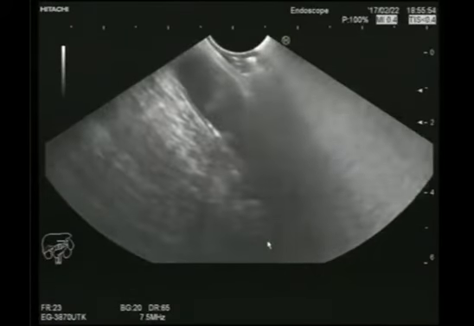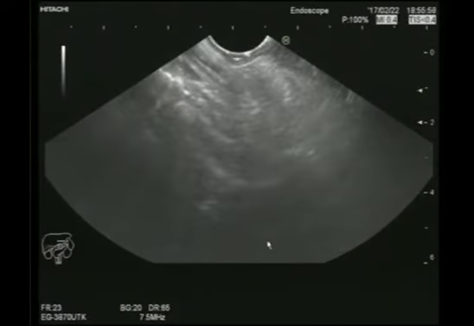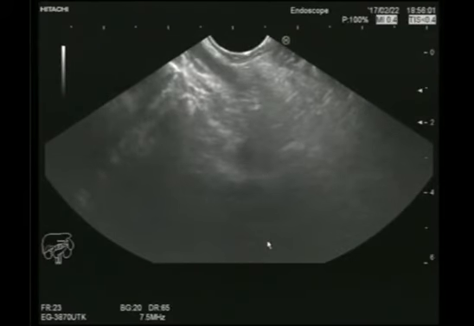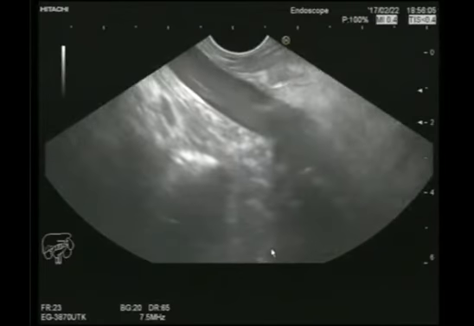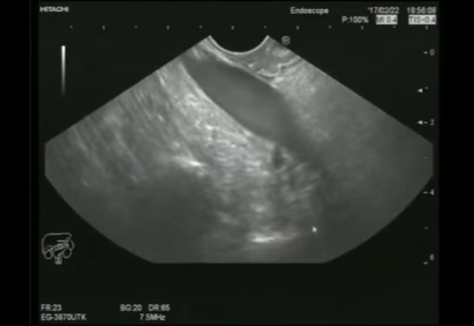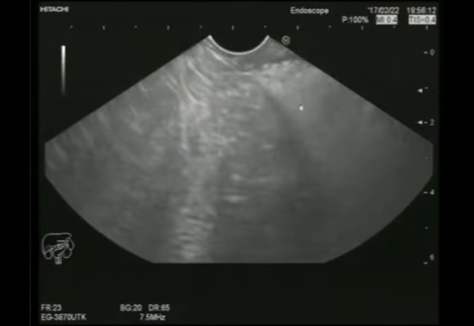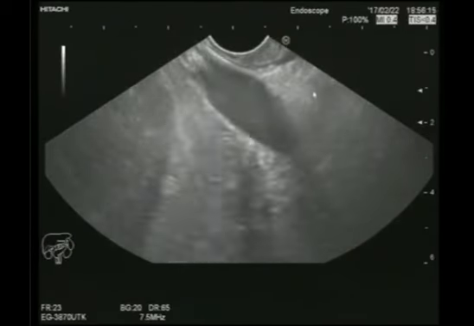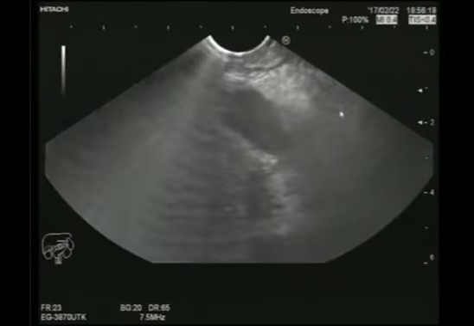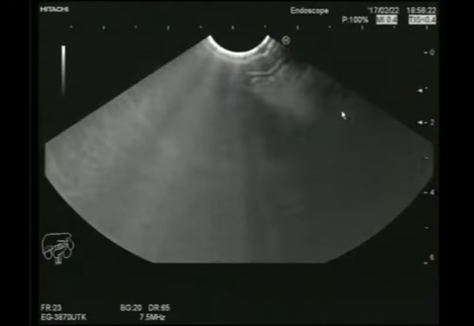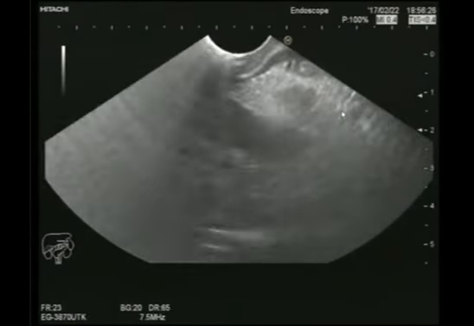We are now withdrawing, and the first structure will be the uncinate process of the pancreas. Now we are seeing part of the uncinate process at the right of the aorta. Yes. Now we examine the uncinate process. In the uncinate process there is no pathology, and we are withdrawing very slowly. And now we are going to examine the head of the pancreas. We are going back slowly.